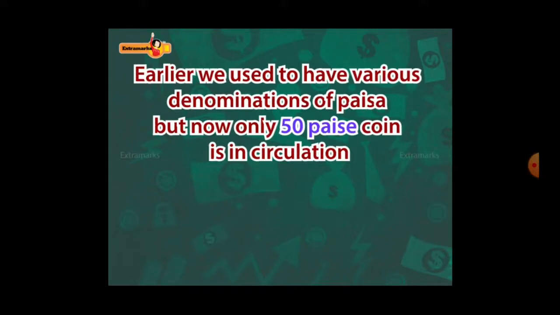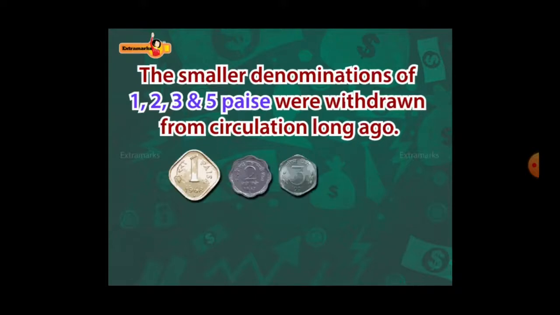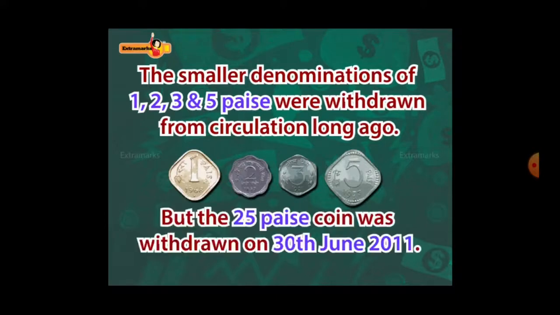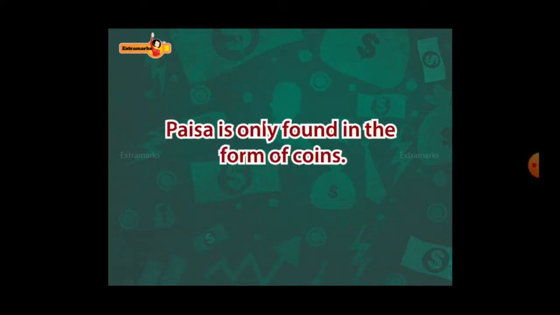Earlier, we used to have various denominations of paisa, but now only 50 paise coin is in circulation. The smaller denominations of 1, 2, 3 and 5 paise were withdrawn from circulation long ago. The 25 paise coin was withdrawn on 30th of June 2011. After the withdrawal of 25 paise coin, 50 paise coin is the smallest unit of Indian money. Paisa is only found in the form of coins.